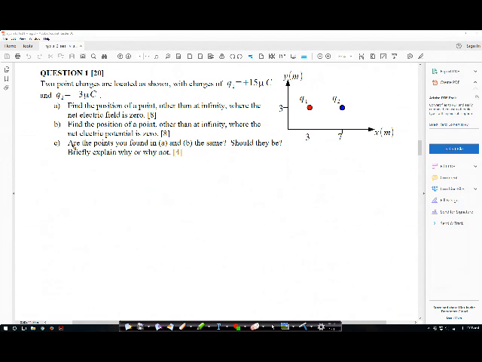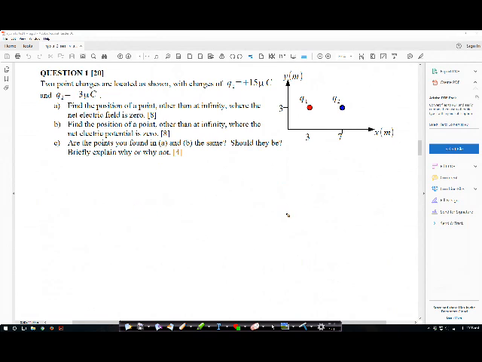And then part C is to say, are the points you found in A and B the same? Should they be? And to briefly explain why or why not. And I know students, in my experience, hated these kind of briefly explained questions because they felt it was very difficult to explain it in a way that would get full marks. And really, it comes down to understanding the difference between electric field and electric potential so that you can actually show that they should or they should not be at the same point.